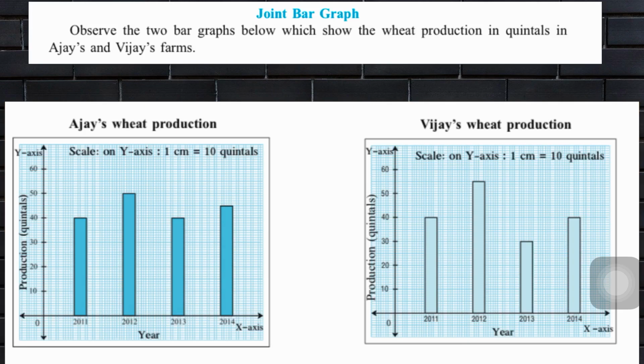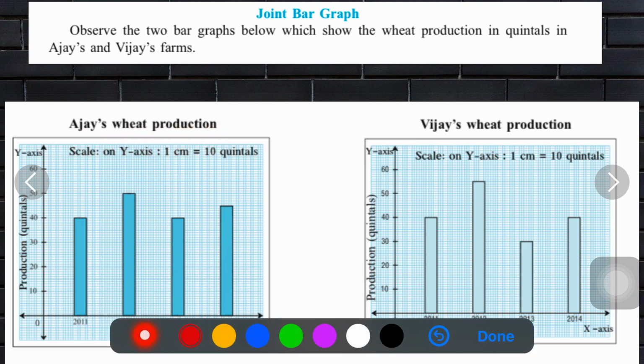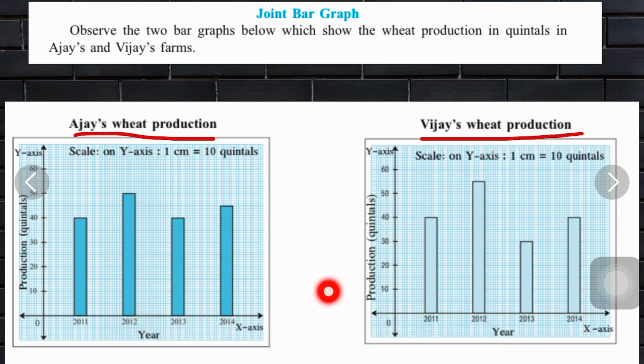Students, observe the two bar graphs below which show the wheat production in quintals on Ajay's and Vijay's farms. The first one is Ajay's wheat production. The second one is Vijay's wheat production. Now two graphs are there, but this is a single graph where the data is mentioned. We will see if we can show the information from both graphs in a single graph.